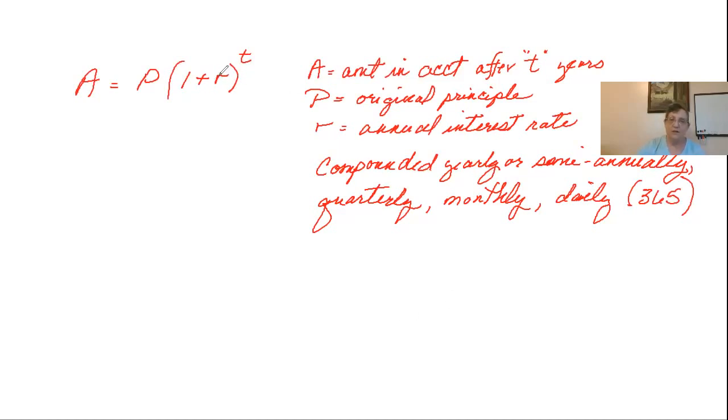Because the interest rate is given as an annual rate, you don't get that interest rate every single time it's compounded. If you're getting 12% per year, that equals 1% per month.